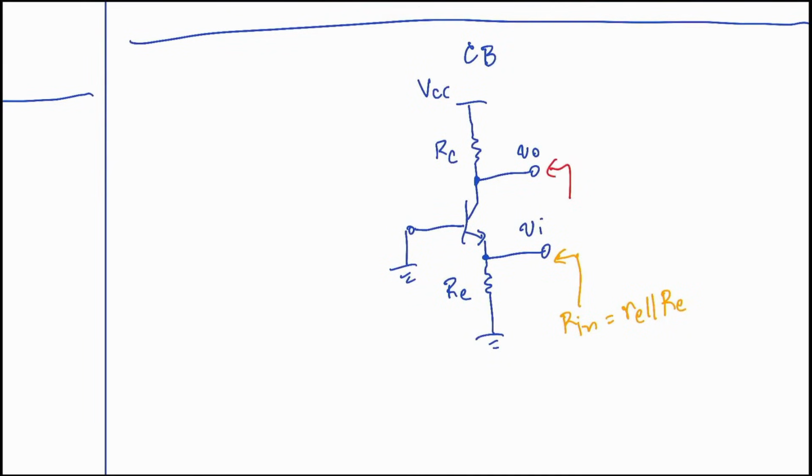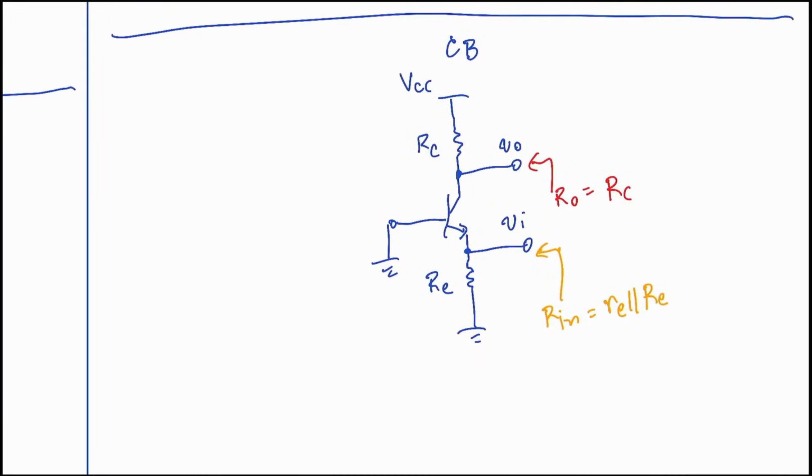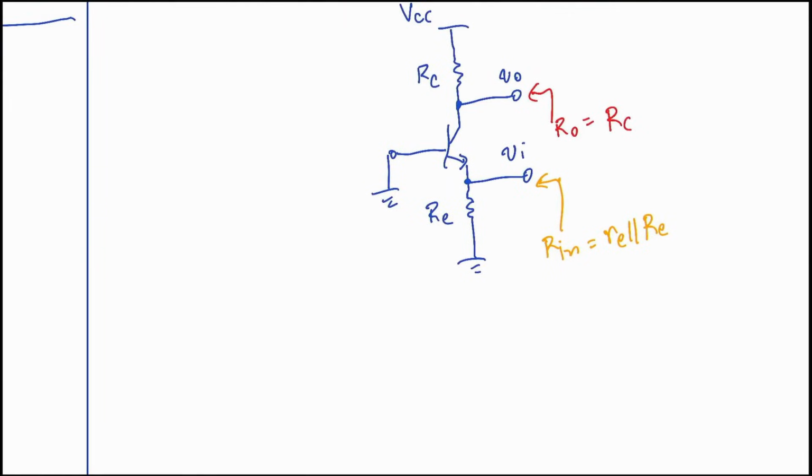Moving forward to the output side of the circuit, if we look directly into the output terminals, the total output resistance is simply equal to the collector resistor Rc. If we are looking at this bias circuit, you will find that it behaves quite similarly to the common gate configuration we discussed earlier.